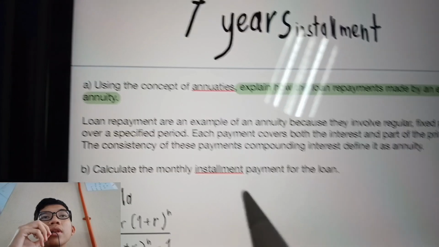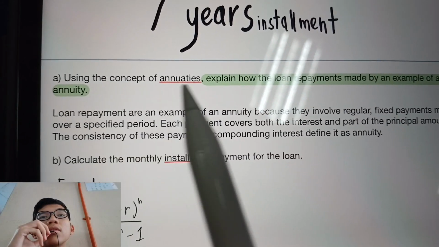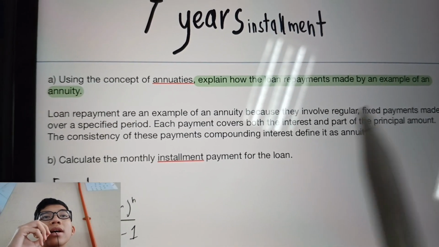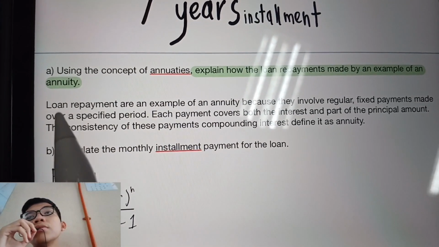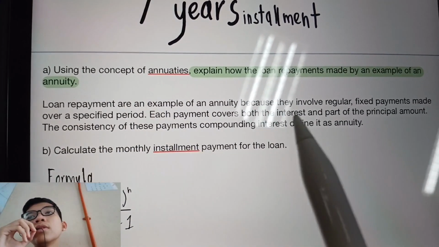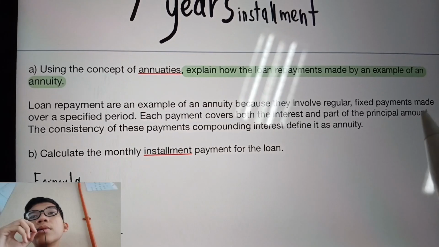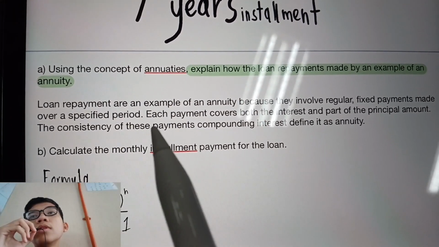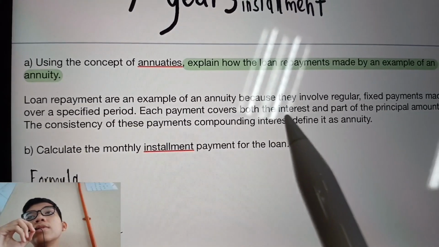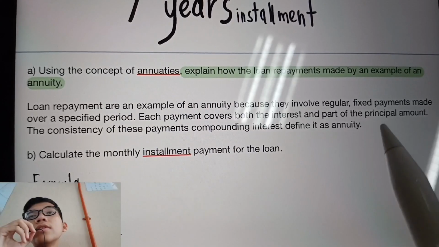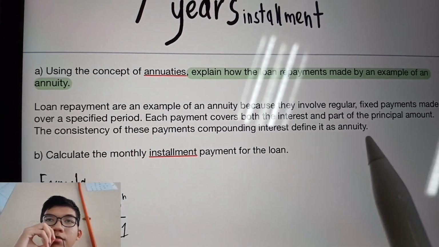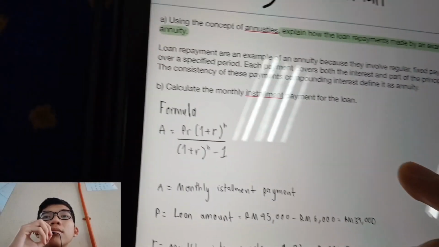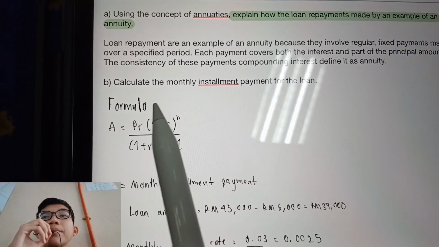Question A. Using the concept of annuities, explain how the loan repayments made by Sulaiman are an example of annuity. The answer: loan repayments are an example of annuity because they involve regular fixed payments made over a specific period. Each payment covers both the interest and part of the principal amount. The consistency of this payment and compounding interest defines it as an annuity. So for question B, calculate the monthly installment payment for the loan.